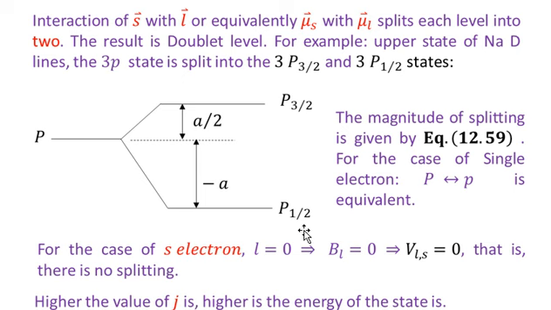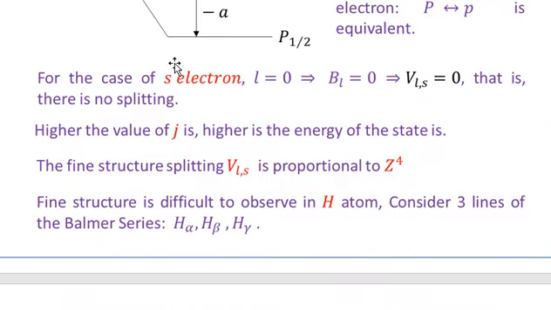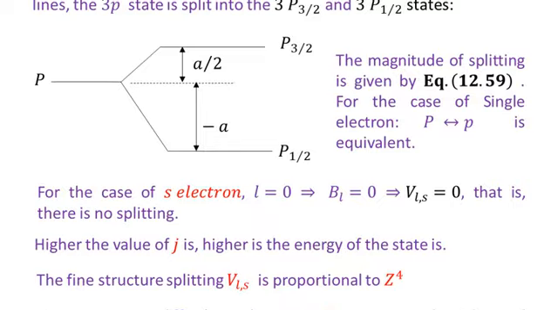And you know that 3/2 and 1/2 are the values of the total quantum number J of the atom. For this p electron, you have L equal to 1 and S equal to 1/2. So combining them together, you can find the value of J. For the case of an S electron, L is equal to 0, so VLS is equal to 0. That is, there is no splitting. The higher the value of J, the higher is the energy of the state. So you can see over here that the state with value 3/2 is higher in energy than the state with value 1/2.